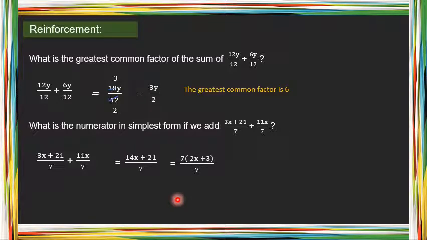So we have this one. This is the simplest form, 14x plus 21. Then for this one is 7 and 2x plus 3. By using the common monomial factor, then let's cancel out the 7. Okay, we need to cancel out, and the final answer is 2x plus 3. So the numerator is 2x plus 3. So the denominator is 1. Why is it 1? Because we have this 7 divided by 7 is 1. So the numerator is also 2x plus 3. So this is the final answer.